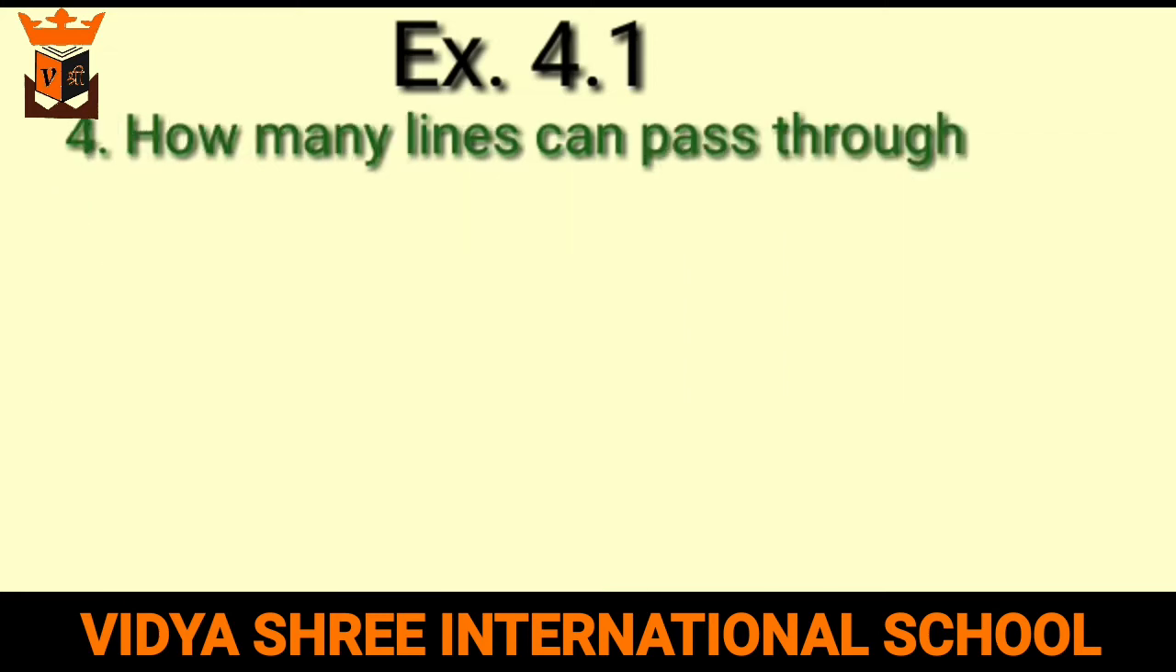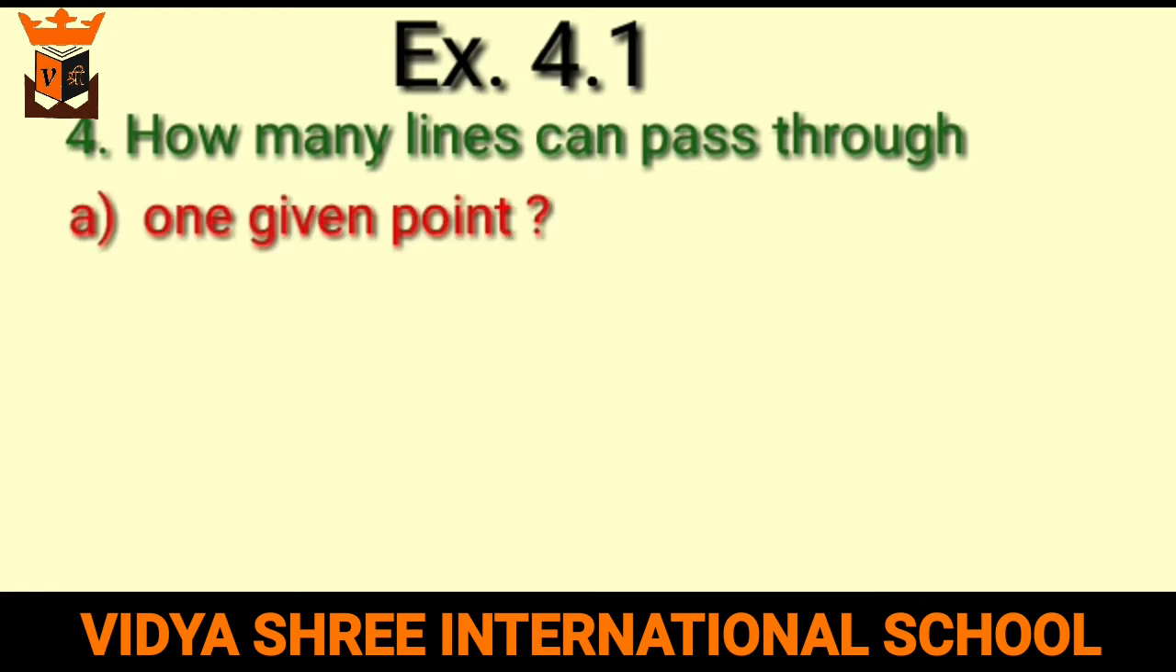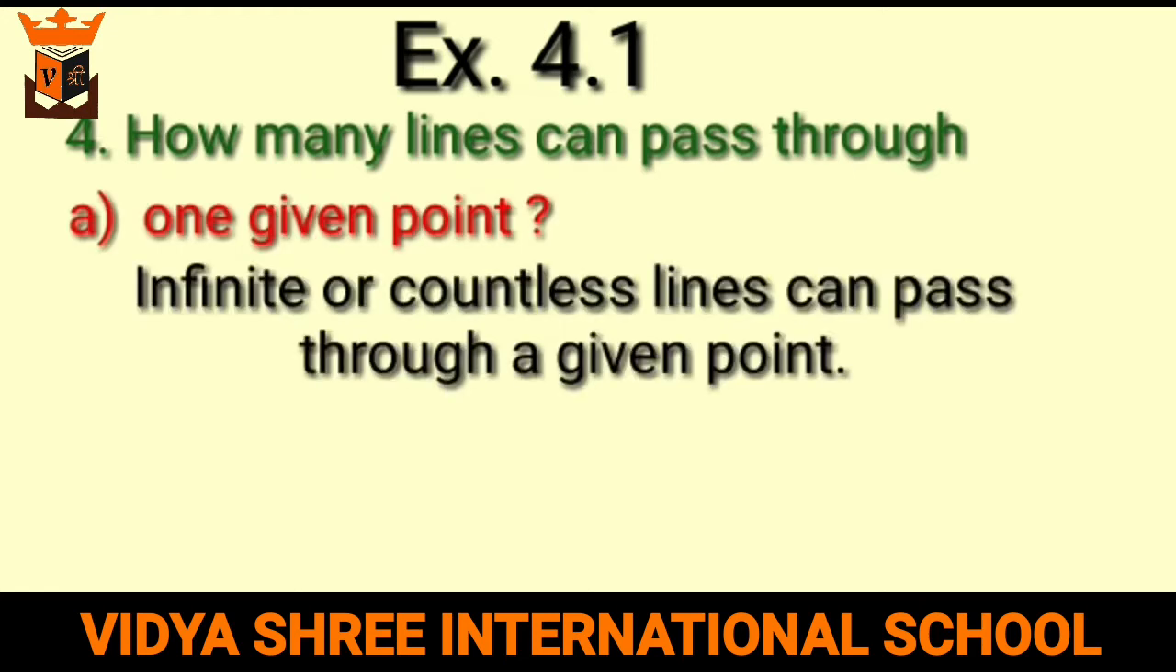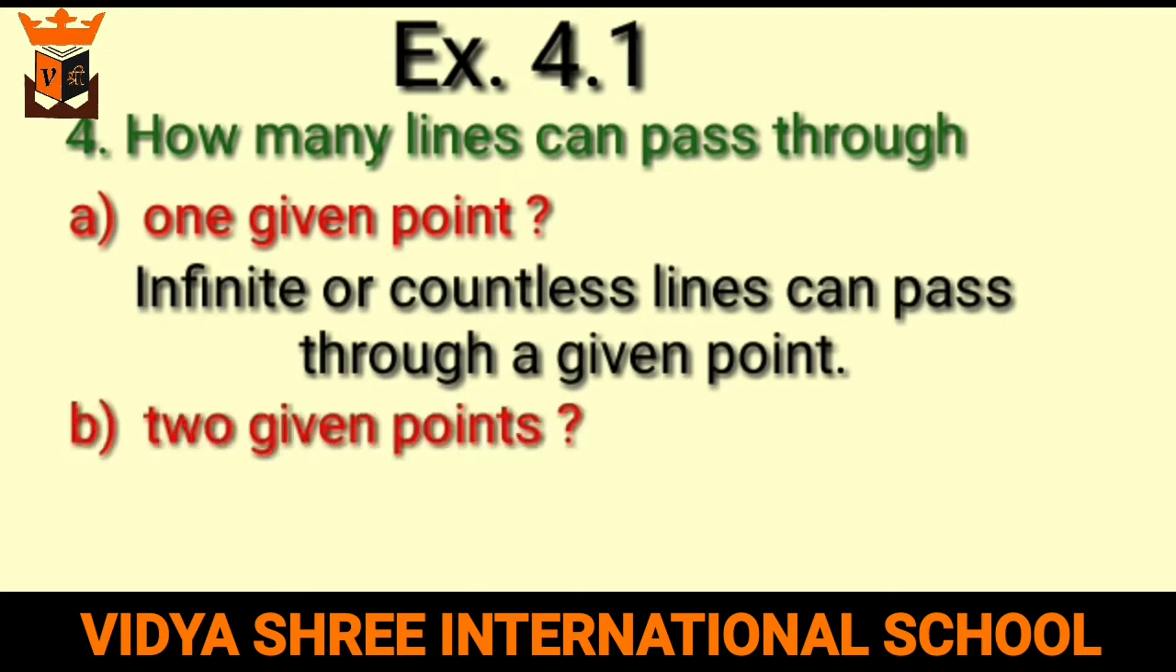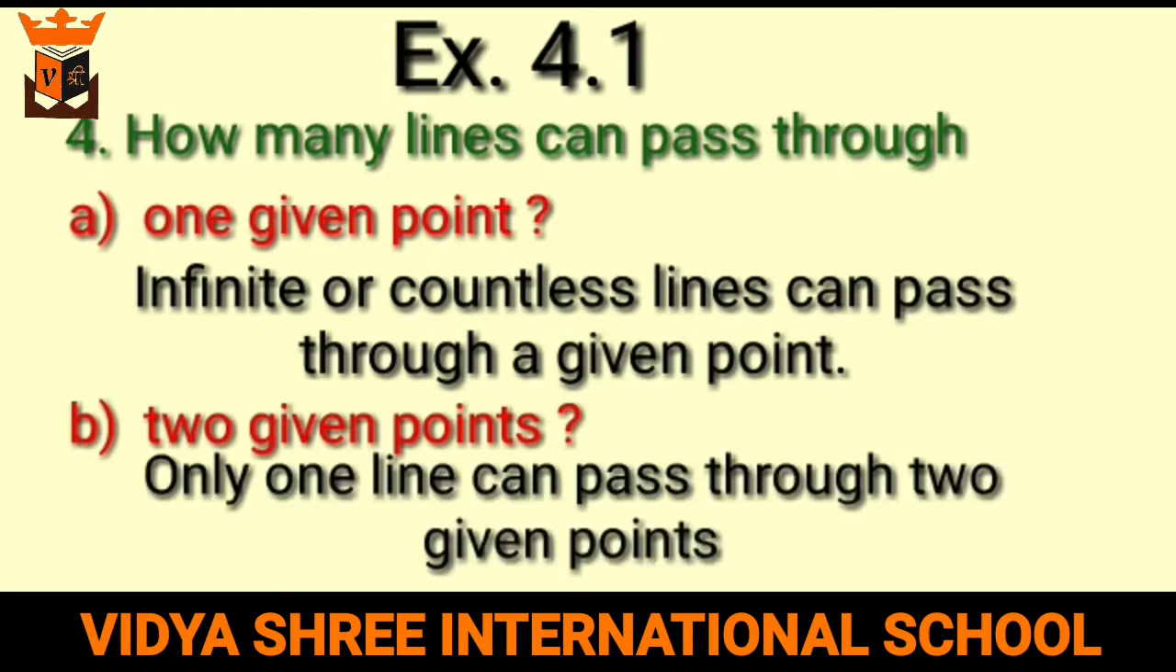Question number 4 is how many lines can pass through one given point? So, infinite lines, or you can say countless lines, can pass through a given point. B part is how many lines can pass through two given points. So, only one line can pass through two given points.